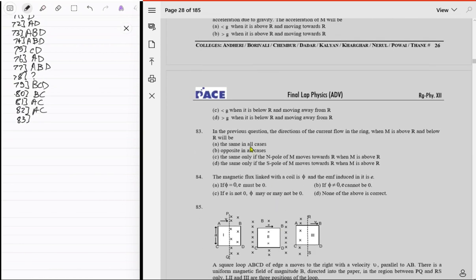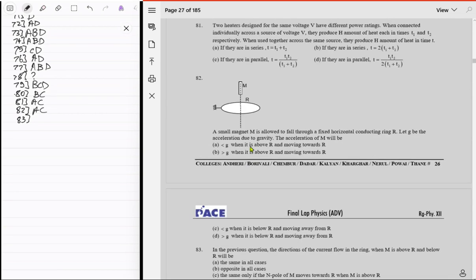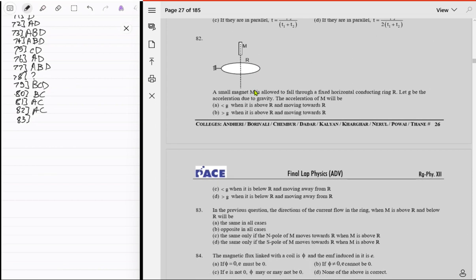83. In the previous question, the direction of the current flow in the ring where M is above R and below R will be. So it depends on how you have held the magnet, whether this is north or south, tell me at least. Okay, I understand. So it's the same. Current will still remain the same because there cannot be a discontinuity. So it will be the same in all cases, I guess, right? So A is the answer.